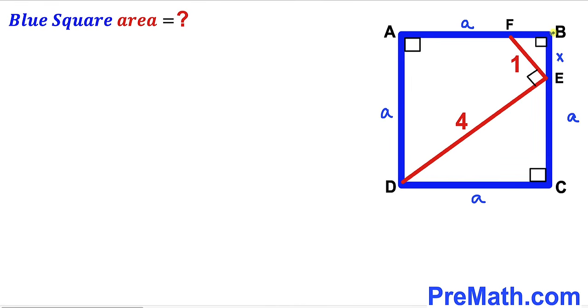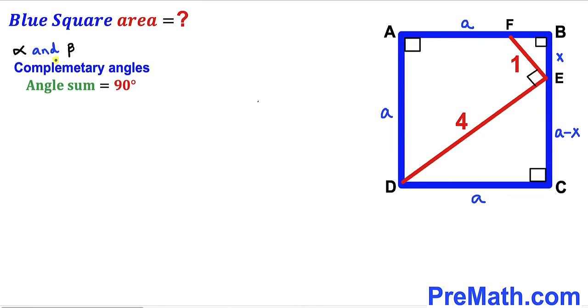Now let's make an observation. We know that this whole side of the blue square, BC, is lowercase a, and this tiny segment length BE is lowercase x. So this segment CE length is going to be a minus x. Here's our next step. Now we are going to focus on these two right triangles, this right triangle CDE and this right triangle EBF.